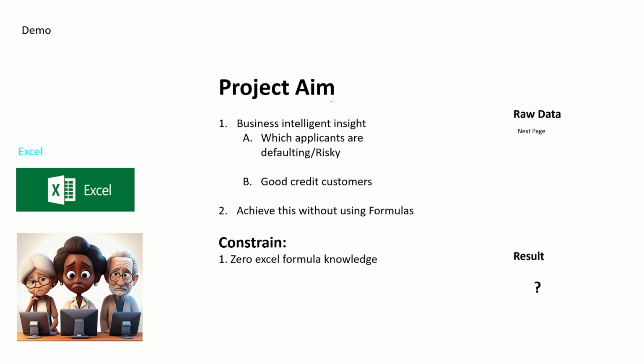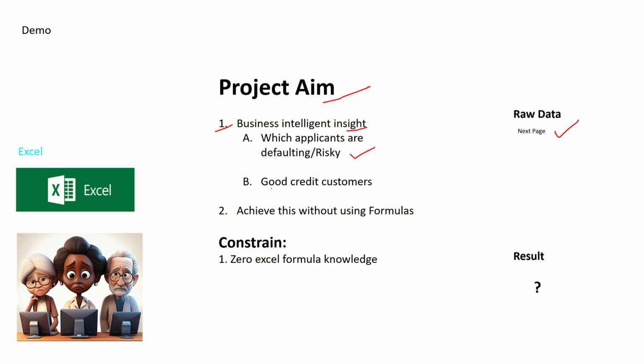Okay, let's inspect the project. As we can see in front of us, we have project M. What do we have? They want business insight. Wonderful. The next bit I can see on number 1 here, they want to know which applicants are risky. They want us to evaluate, from their data which we'll see on the next page, risky customers and possible defaulting customers. Okay, that's fine.